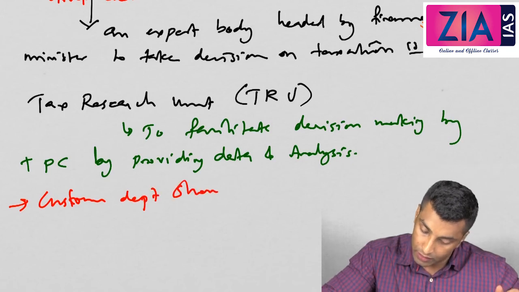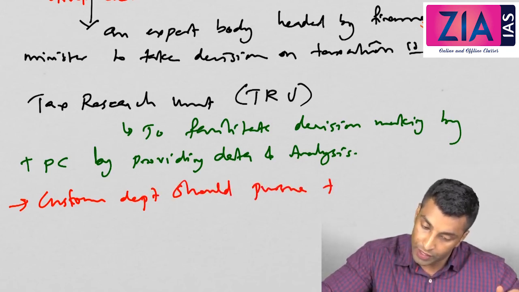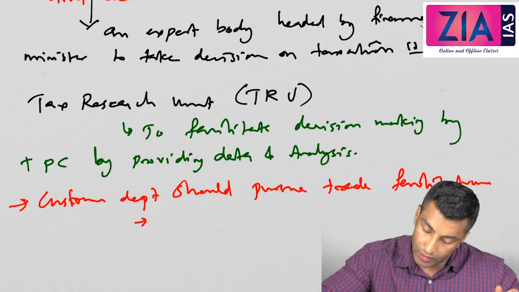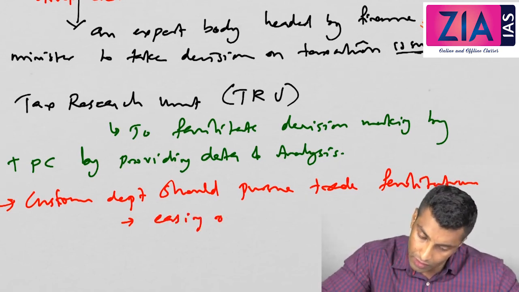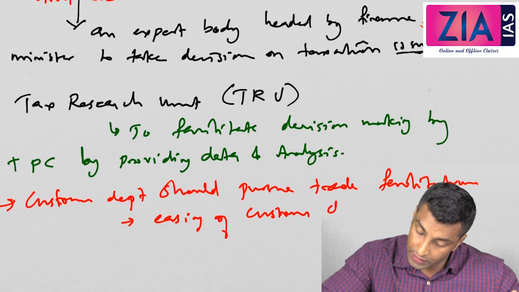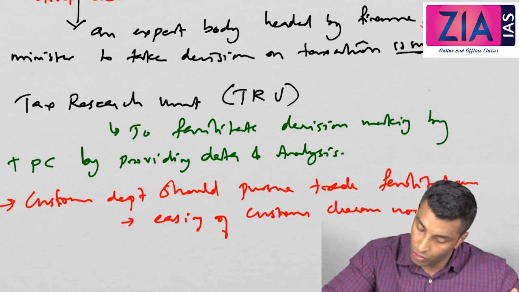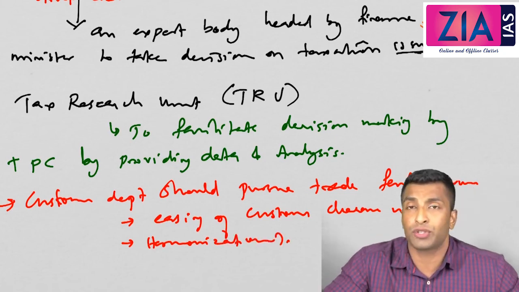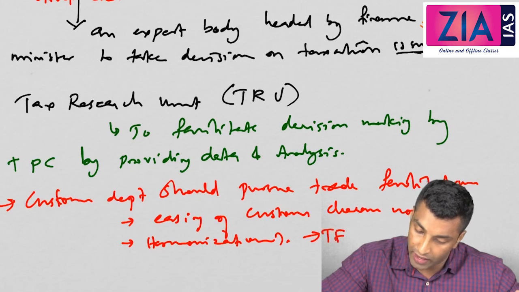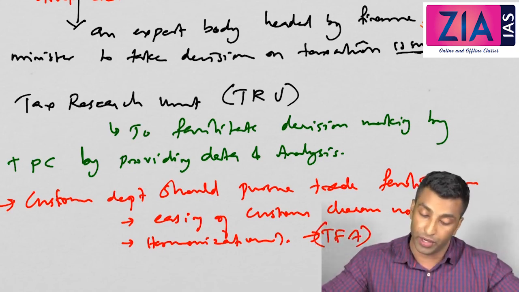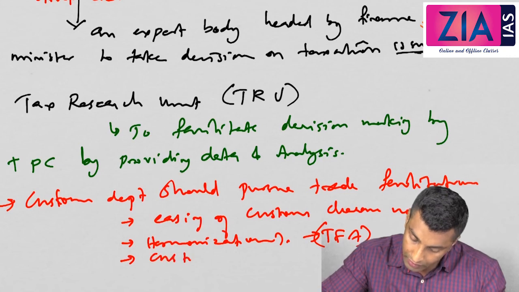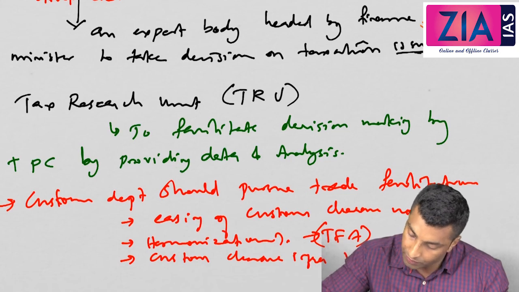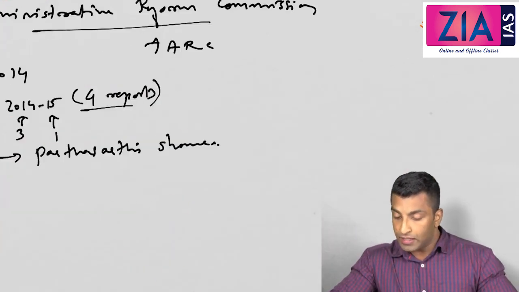The next point, customs department should pursue trade facilitation, okay? Under which you have easing of custom clearance norms. Second one, harmonization. See, it is actually as per international agreements. Even in the TFA, trade facilitation agreement, we are talking about it, okay? Then third one, custom clearance infrastructure including ICT. So these are the recommendations.